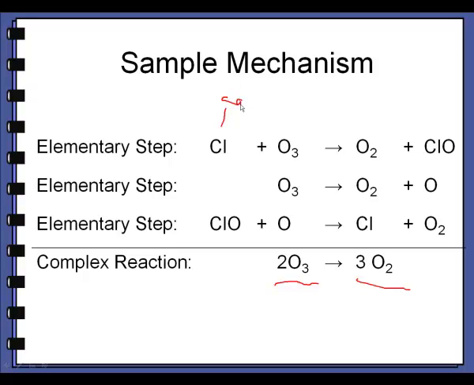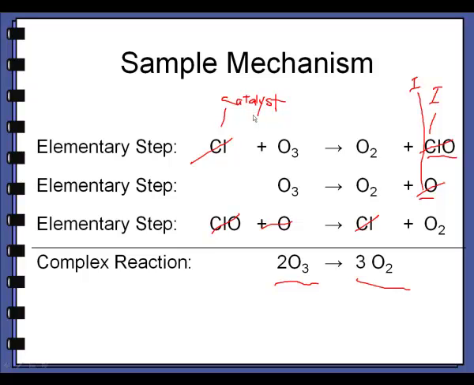Catalyst, and then the ClO and the O are intermediates. So I'll just use I because I really can't spell intermediate, at least not with the mouse anyway. See how this is on the left hand side and then it gets consumed later on. That's the signature feature of a catalyst. Whereas intermediates will first show up or emerge on the right hand side and they could get consumed in later steps.